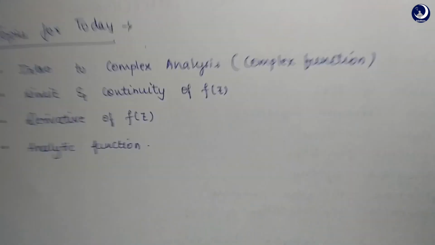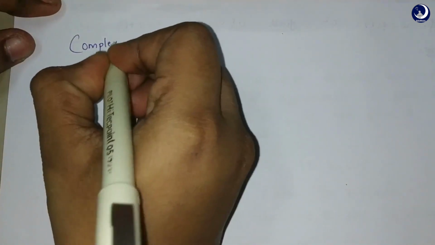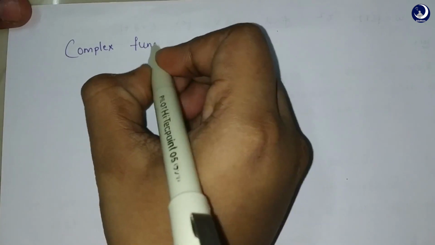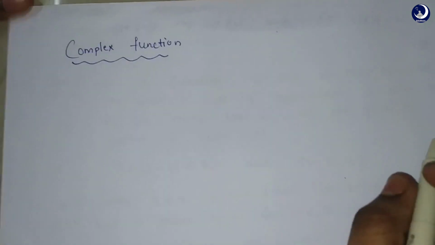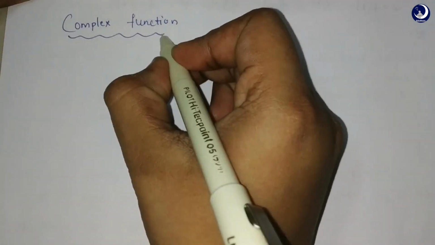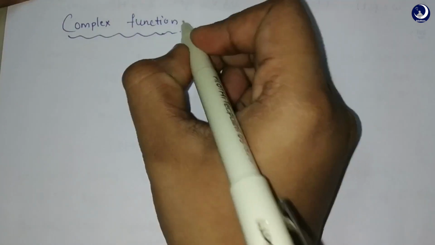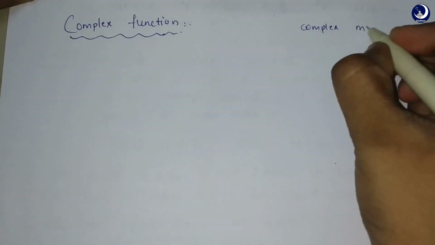We'll start. First, we need to know about a complex function. This is our main thing, which we deal with throughout; everything we define is for a complex function only. So before knowing a complex function, let's know about a complex number.